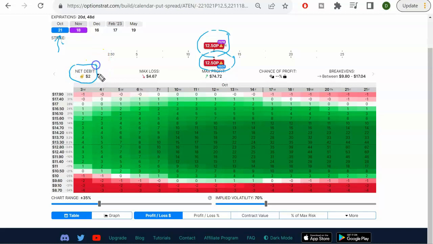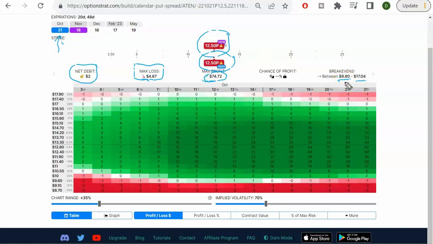And this cost me $2 to do this trade. The max loss is, what is that? $4, $5. But the max profit is $74. I like that. The break-evens are $9.80 or $10. That fits that criteria that I just said. I think it was $12.50. And I think this was $16. I was trying to keep it in between those.